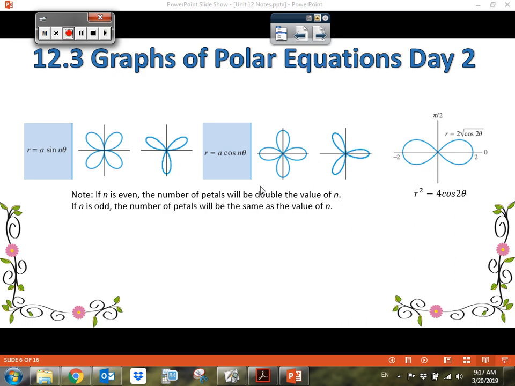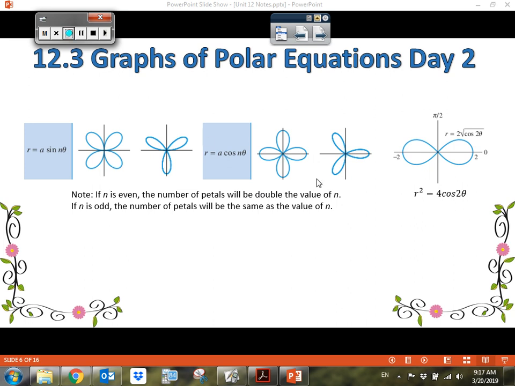Okay guys, let's take a look at today's lesson. What we're going to be looking at is day 2 of graphing polar equations. We're going to focus on two distinct types. On day 1 we focused on the cardioids, those types of graphs. Today we're going to focus on two different types.